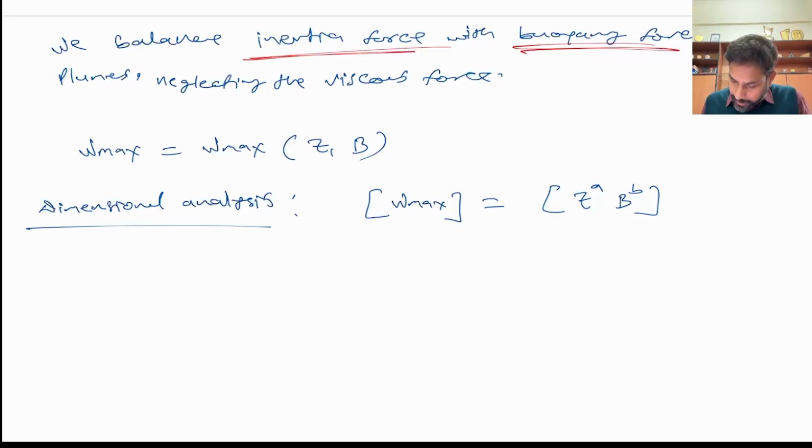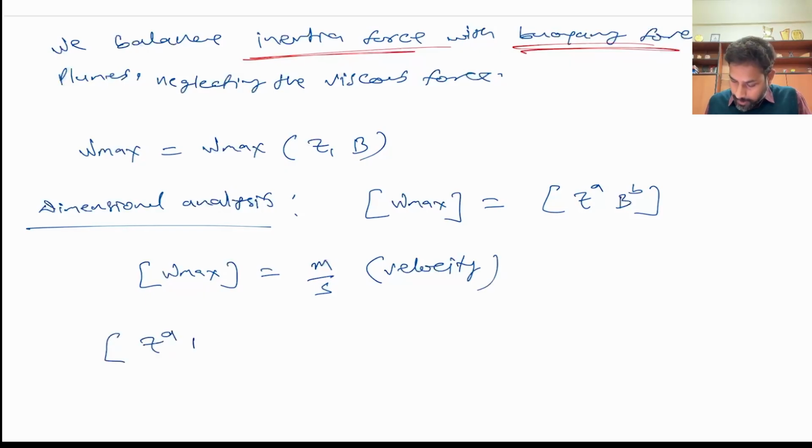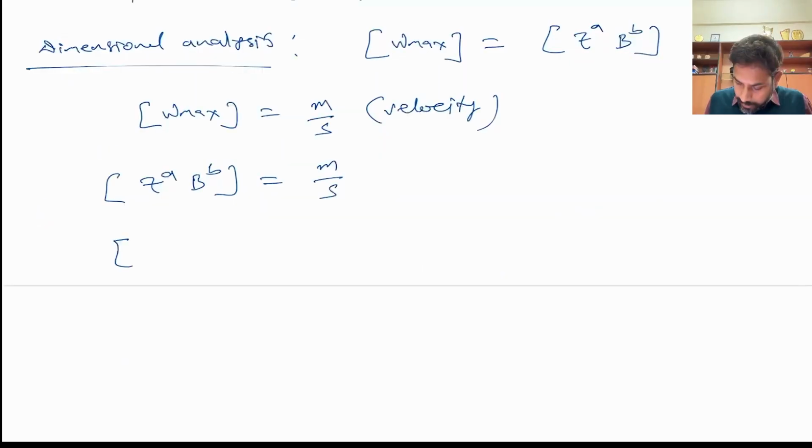One thing we know is that W max is the velocity, and that's why it must be meter per second, right? And that is why Z^a and B^b must be equal to meter per second, right? Because W max is velocity, and the dimension of the left hand side must be equal to the dimension of the right hand side.